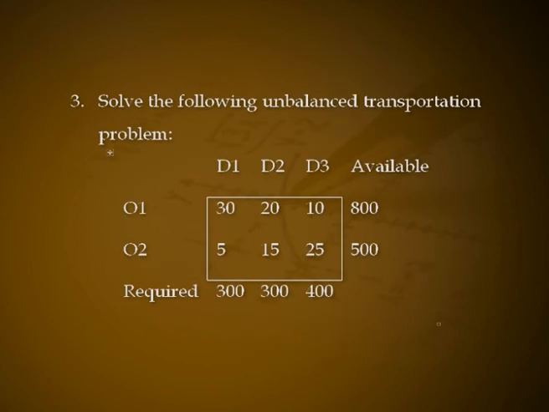Solve the following unbalanced transportation problem. Origins O1, O2, destinations D1, D2, D3. Requirements for the destinations D1, D2, D3 are 300, 300 and 400. Origin capacities for O1 and O2 are 800 and 500. The transportation costs from the origin O1 are 30, 20 and 10. From O2 are 5, 15 and 25.